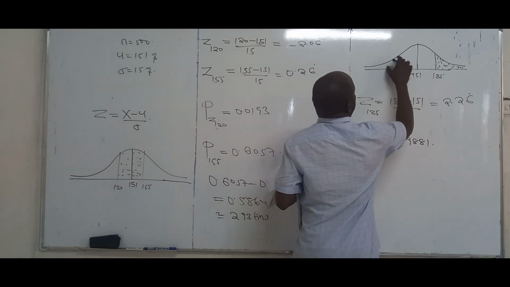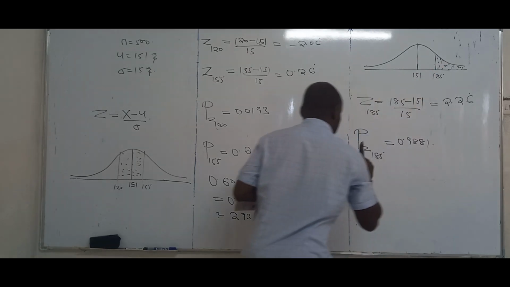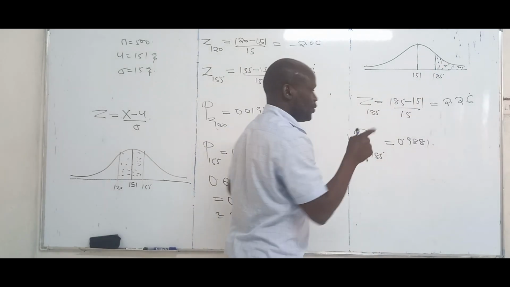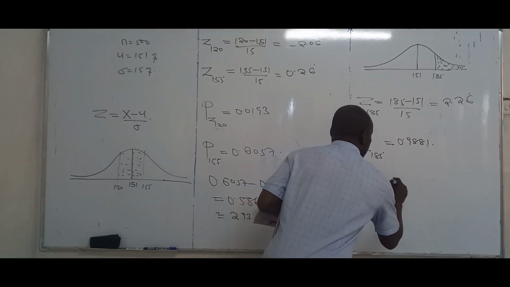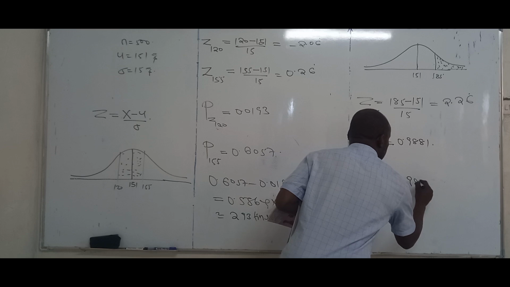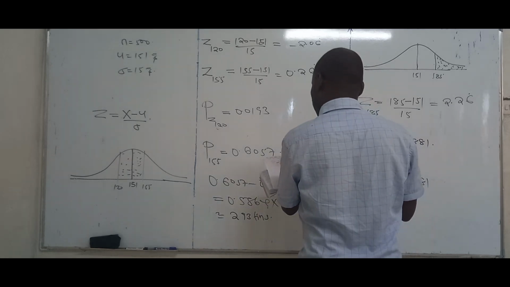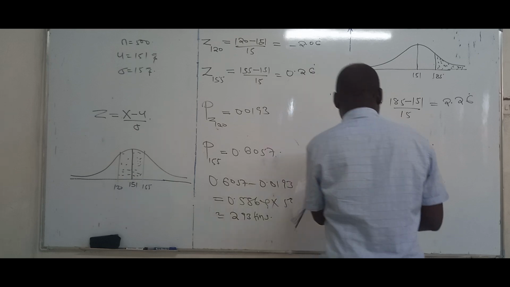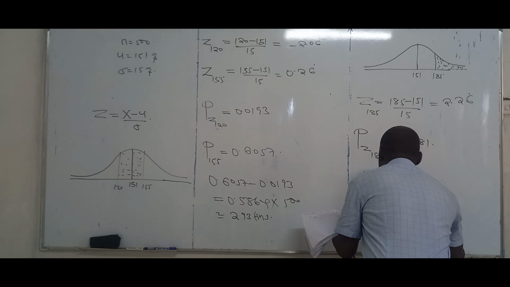So the whole of this area, we subtract it from 1 to get the shaded part, because the shaded part is what we want. So the required area will be 1 minus 0.9881, which is approximately 0.0119.